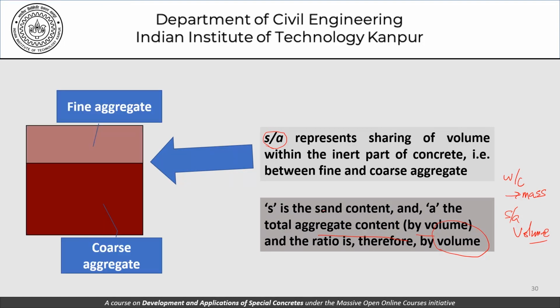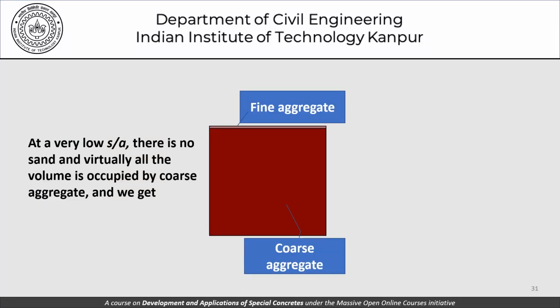What does this mean? It means that if we have a total volume of inert material shown here, this is my fine aggregate and this is my coarse aggregate. This is my S and this is the A. So S by A represents the sand fraction in the total aggregate volume. At very low values of S by A, there is virtually no sand. If S by A is very small, you're saying that there is no sand in the concrete. All this volume is basically occupied by coarse aggregate, and we get what is called no fines concrete.